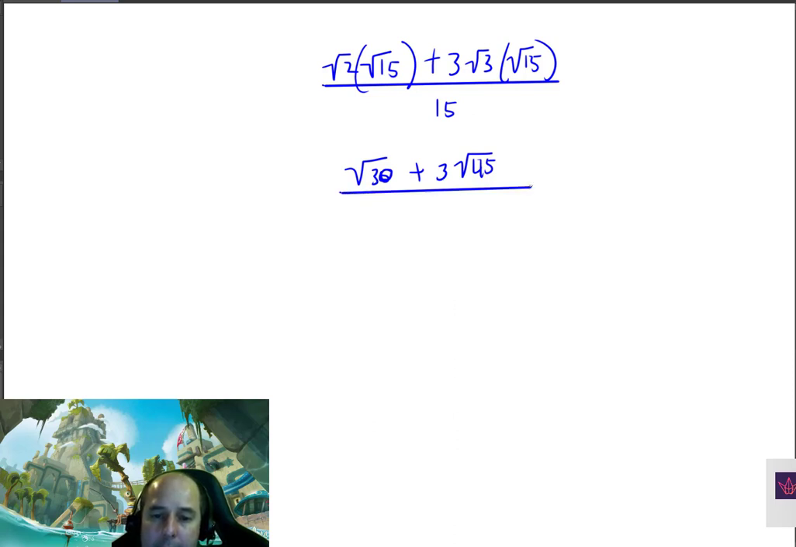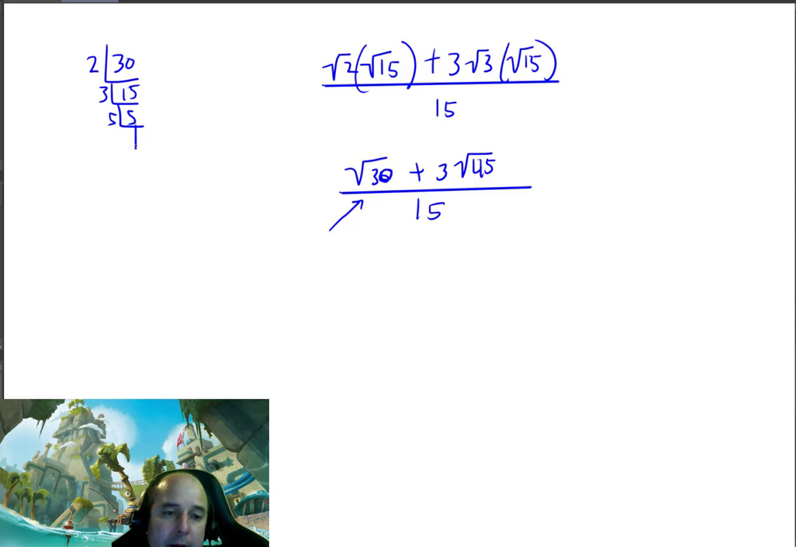And finally, I have to check one more thing. I always want to check to see if there's any perfect squares I can take out of either of these. If I look at 30, I'm going to show you another way of doing this. Let's just do it the birthday cake way. Here we go. So 30, take out a 2, I get 15. Take out a 3, I get 5. Take out a 5, I get 1.